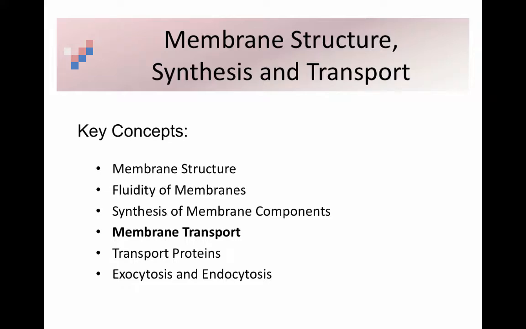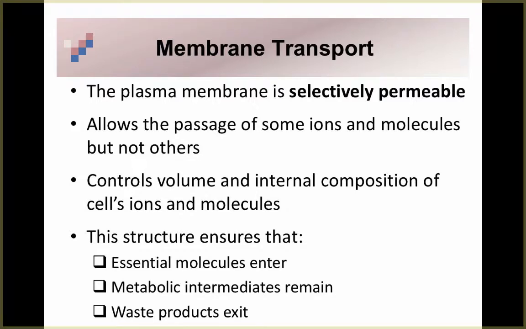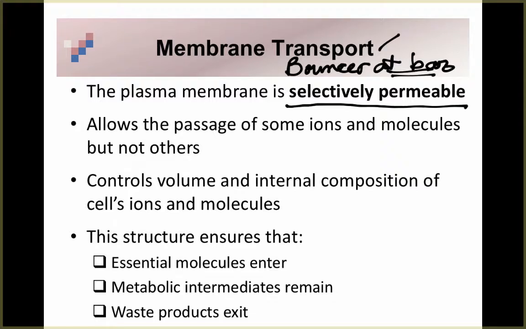So now that we know how those membrane components are made and how they're arranged, let's talk about how they actually work. So membrane transport is the idea of allowing things to go through. But because the membrane is structured the way it is, it has what's known as selective permeability, which means it's kind of like a bouncer at a bar. It only lets certain people in.